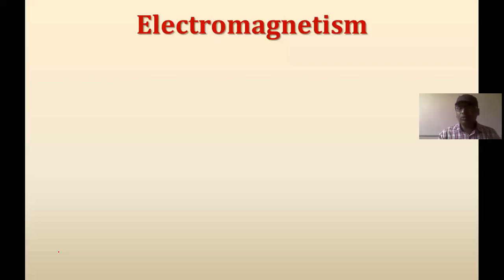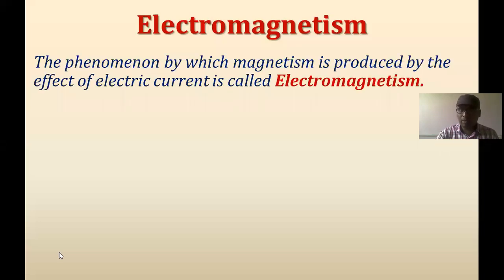The name itself gives electro, this is one word, and the second one is magnetism. How can we define electromagnetism? We know from Oersted's experiment that when electric current flows through a conductor, a magnetic field is generated along its length. So the phenomenon by which magnetism is produced by the effect of electric current, meaning due to the electric current only the magnetic field is produced around the conductor, that concept is called electromagnetism.